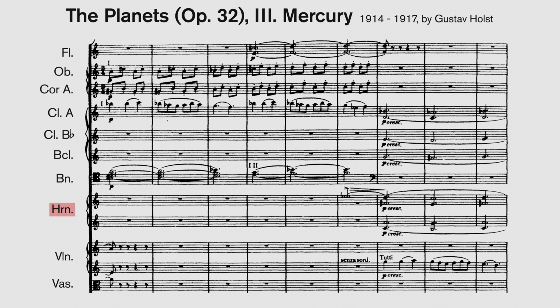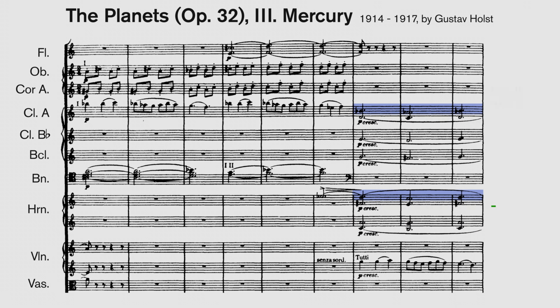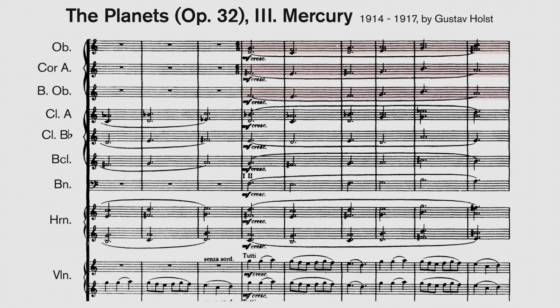There are 4 horns, with one note of each chord per horn, and Holst doubles each horn note with a clarinet. Horn 1 with the first clarinet, horn 2 with the second, horn 3 with the third, and the bass clarinet with the 4th horn. It's like this for 6 bars, then the oboes and bassoons join in.